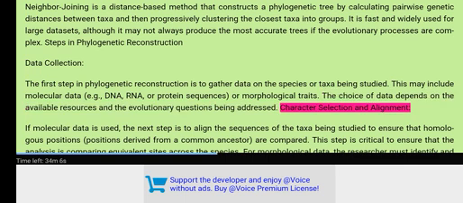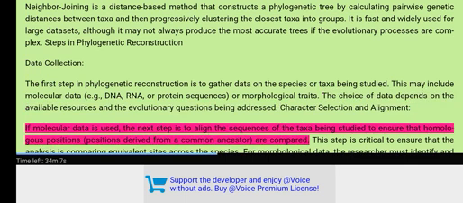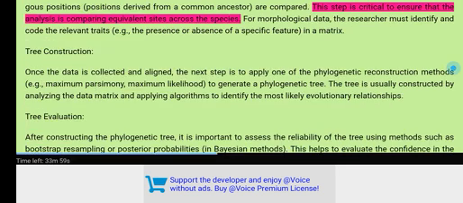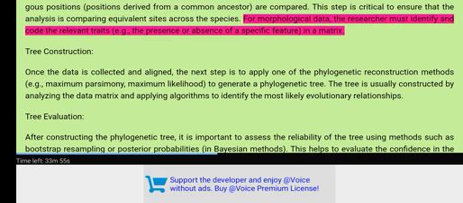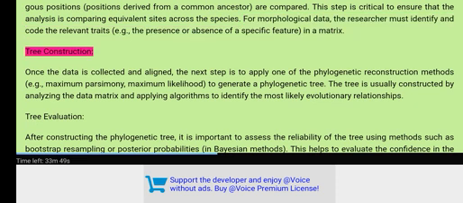Character selection and alignment. If molecular data is used, the next step is to align the sequences of the taxa being studied to ensure that homologous positions derived from a common ancestor are compared. This step is critical to ensure that the analysis is comparing equivalent sites across the species. For morphological data, the researcher must identify and code the relevant traits, e.g., the presence or absence of a specific feature in a matrix. Tree construction.